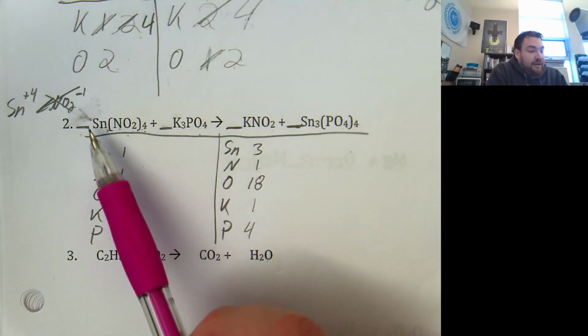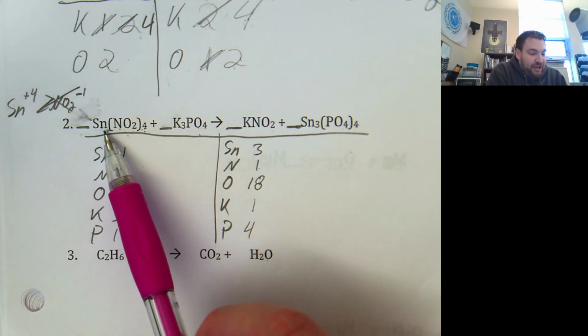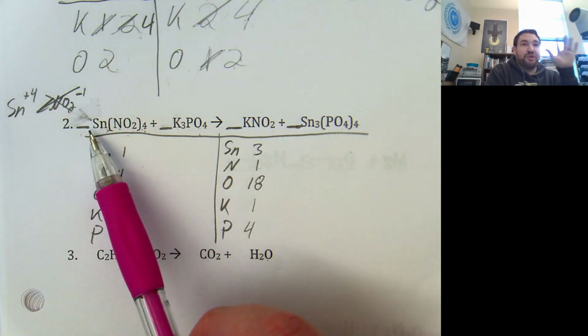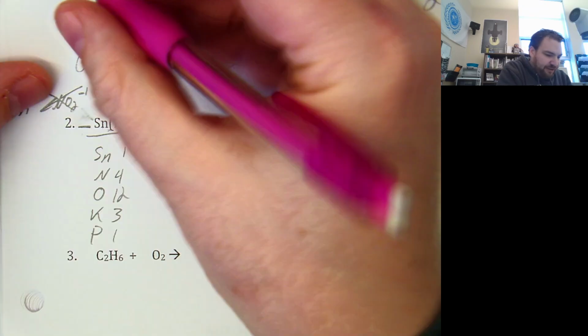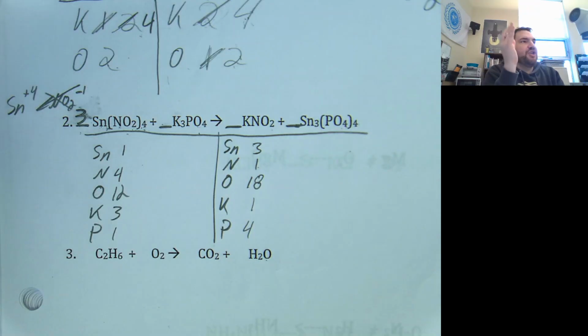What could I put in front of the tin 4 nitrate, that's what this is called, to balance the tins? First, we're just doing one element at a time. What could I put here to balance the tins? A 3. Okay, so let's go ahead and do that. Every time you add a coefficient, you have to recount everything on the side you changed.